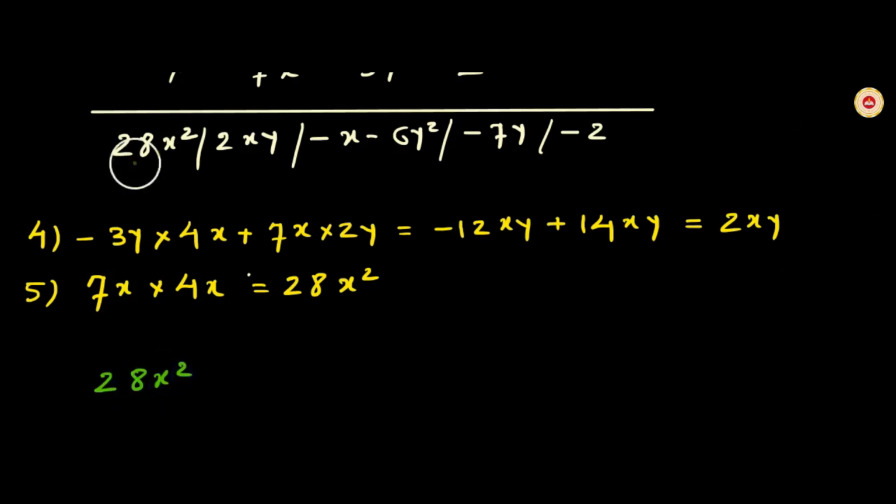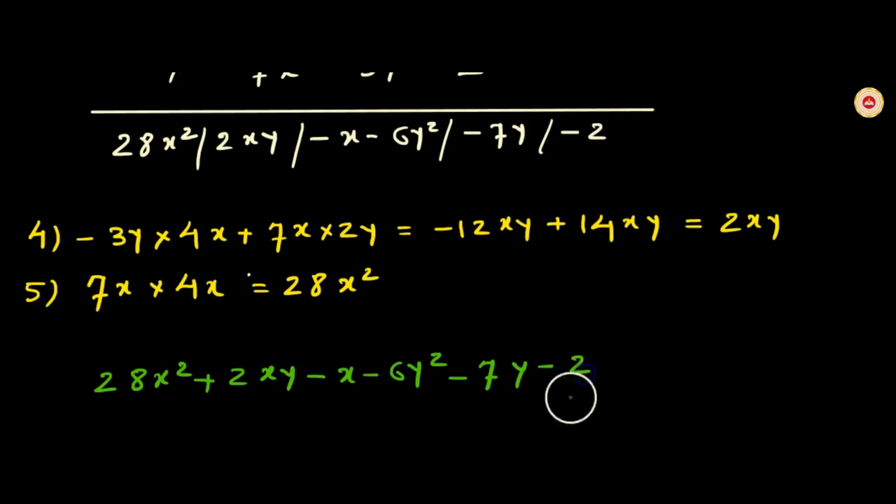28x squared. This is a positive term. Plus, this is also a positive term. Plus 2xy. Now this is a negative term, minus x, minus 6y squared. This is also a negative term, minus 7y. This is also a negative term, minus 2. So this is the answer: 28x squared plus 2xy minus x minus 6y squared minus 7y minus 2 is the answer.